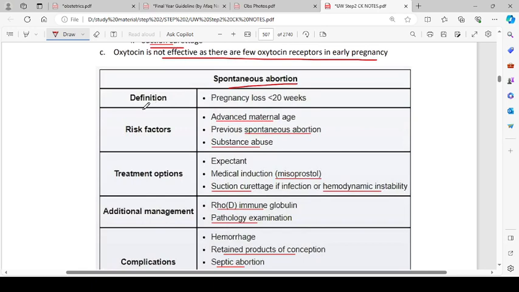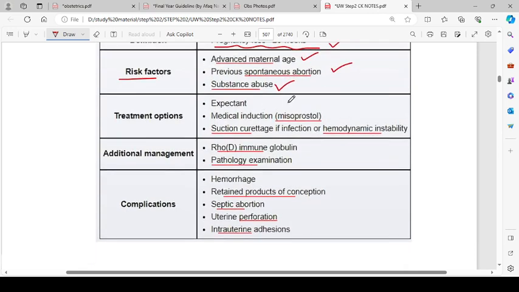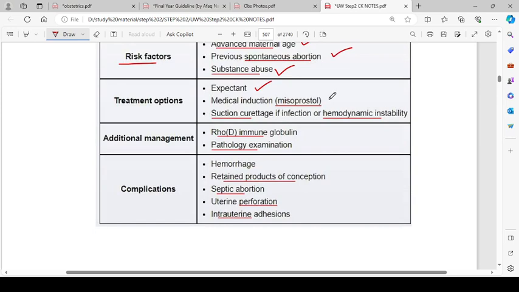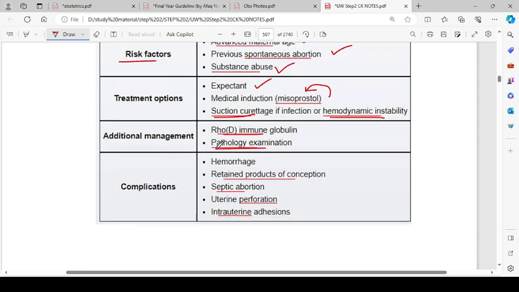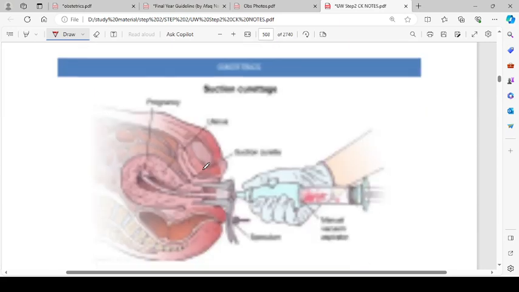Spontaneous abortion. Definition: it is a pregnancy loss less than 20 weeks. Risk factors are advanced maternal age, previous spontaneous abortion, and substance abuse. Treatment is expectant, medical induction, which is misoprostol, and suction curettage if infection or hemodynamic instability. Additional management is Rh D immunoglobulin and pathology examination. Complications: hemorrhage, retained product of conception, septic abortion, uterine perforation, and intrauterine adhesion.